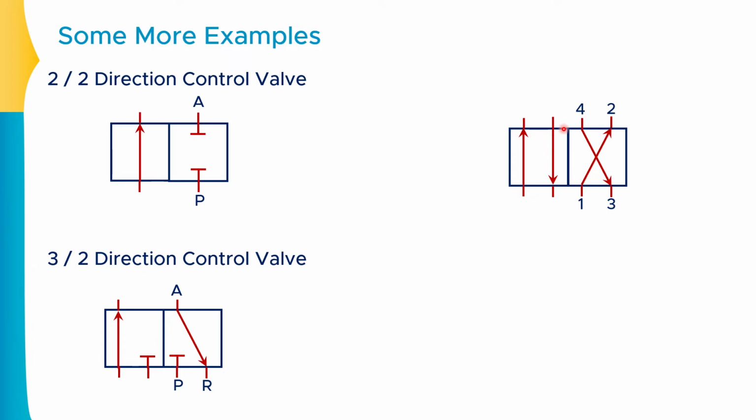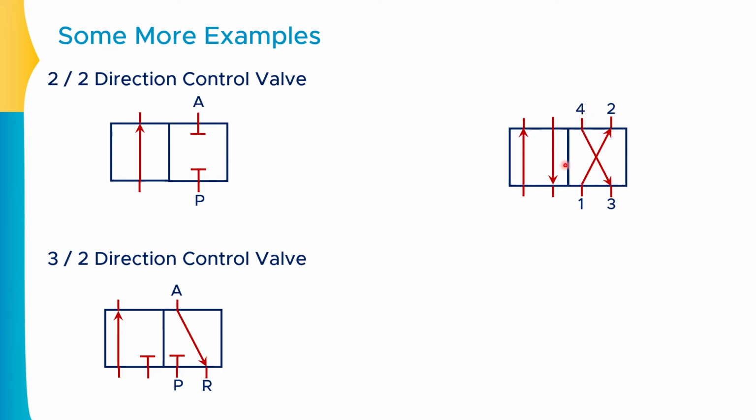Over here you are observing that there are total 4 notations available. This is the first one, second, third and the fourth. So there are total 4 opening available, or say 4 ports available, we can say. And as you are observing, there is a first square available over here in which the fluid is passing from point number 1 to 2 and some fluid is returning from point number 4 to point number 3.